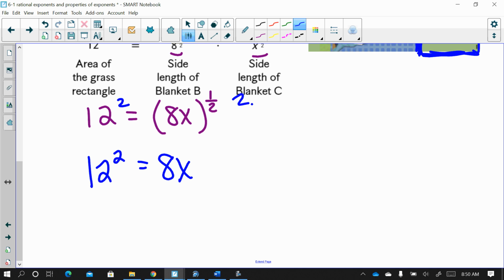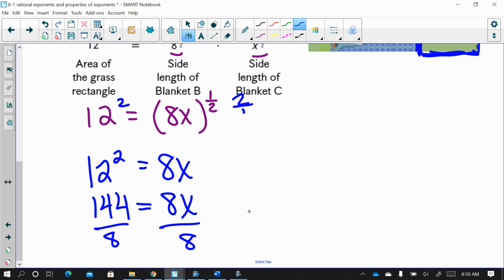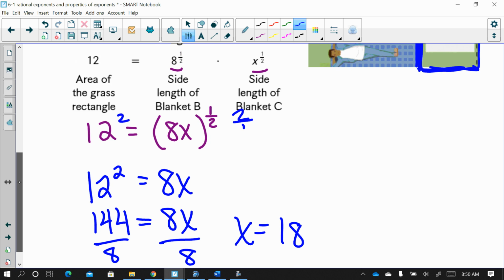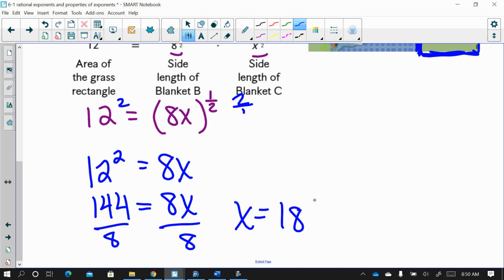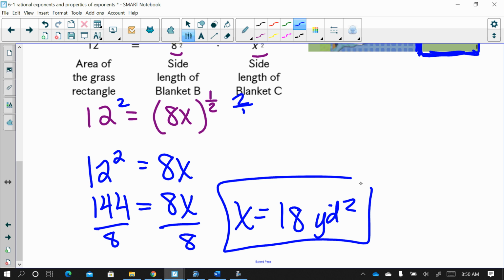Squaring the right side gives you just 8x. Well, 12 squared is just 144. So to get x by itself, divide both sides by 8. x is equal to, throw that in the calculator real quick, 18. Well, x was the area of blanket C, so blanket C has an area of 18 yards squared. And that's that problem.